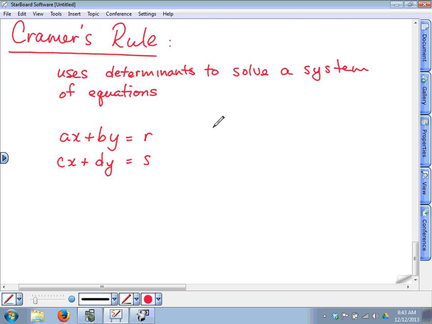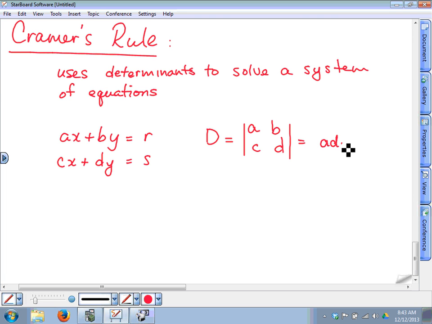So here's the process of Cramer's rule. You have to find a couple of determinants. The first determinant, capital D, is equal to the determinant. Come on, you guys, control yourself. I know it's hard, but control yourself. The first determinant is the determinant of a matrix comprised of the coefficients of the variables. So that's going to be A, B, C, and D. That's the first determinant you find. What is that determinant, by the way?